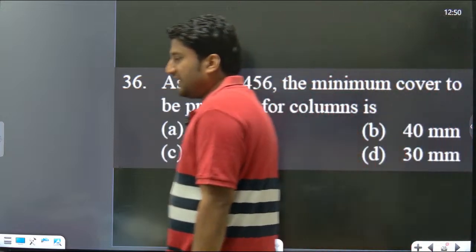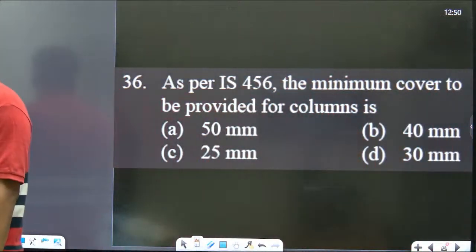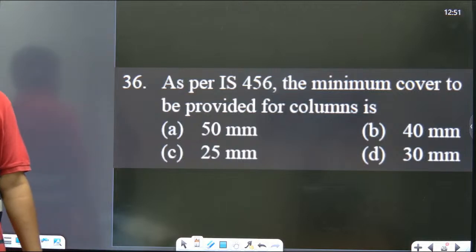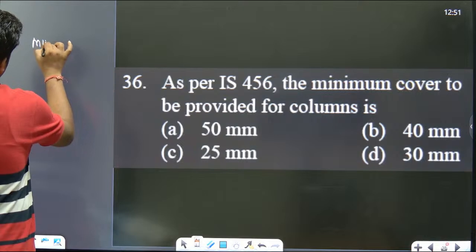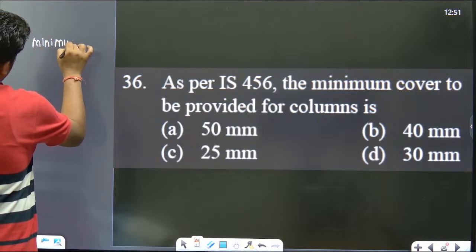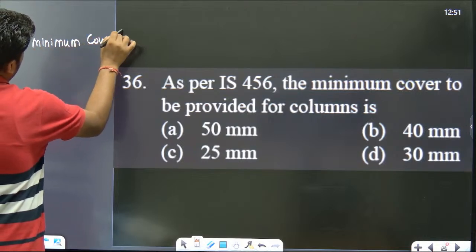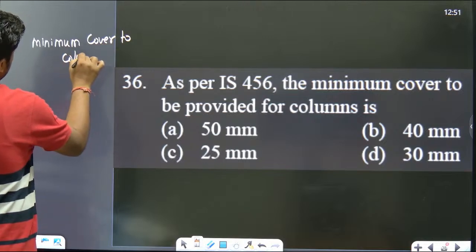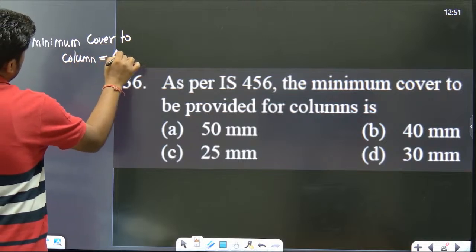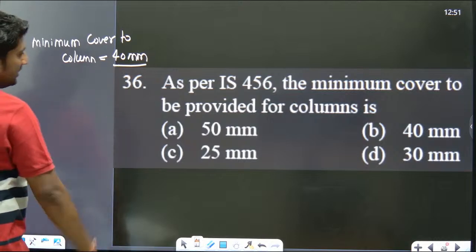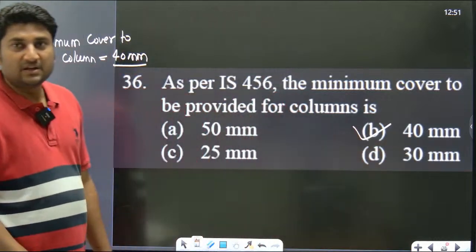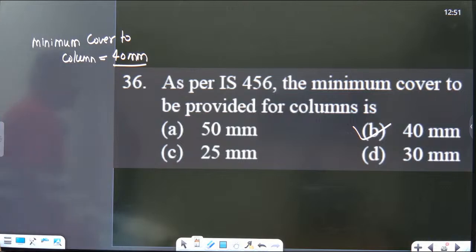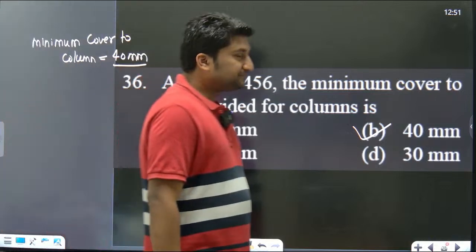So 2 covers we have seen: if the diameter is 12 mm and if the diameter is more than 12 mm. So what is the cover? The minimum cover for a column is nothing but 40 mm. So this is given as 40 mm. Yes or no? So your answer will be option B. B is the correct answer. Yes or no, guys? B for Bahubali. Yes, B for Bahubali is the correct answer.